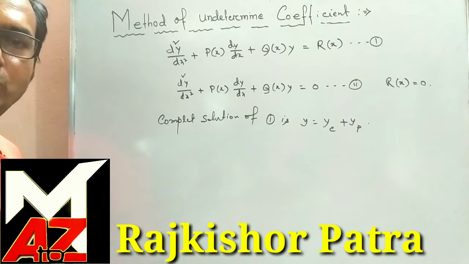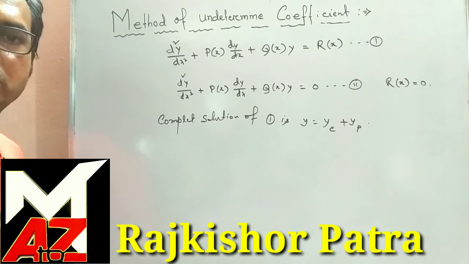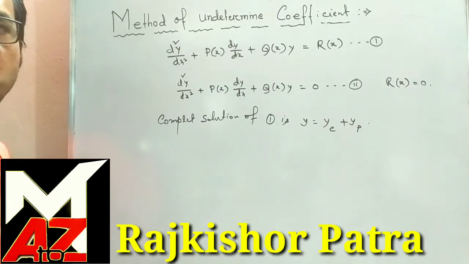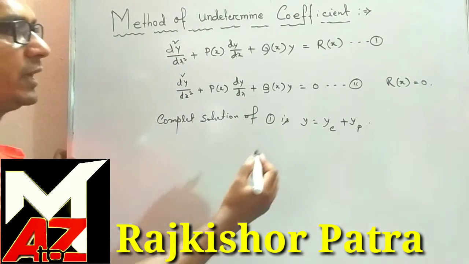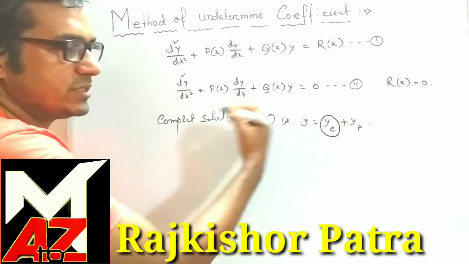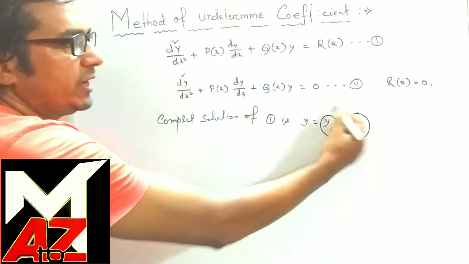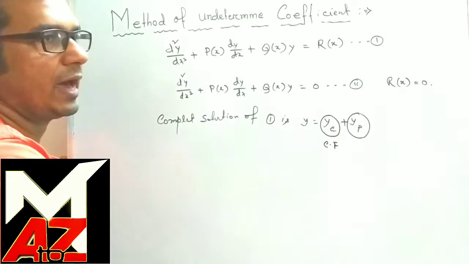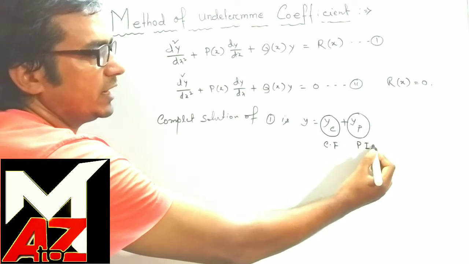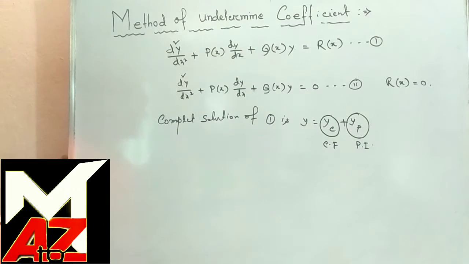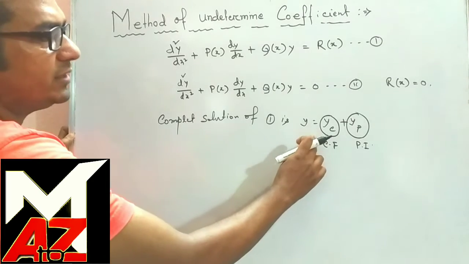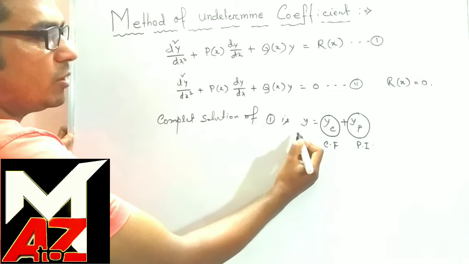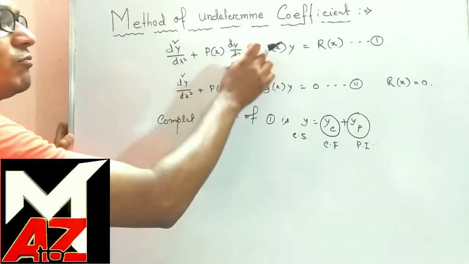Now we also know that the complete solution of the differential equation contains two parts. One part is denoted by yc and another part is denoted by yp. This is called the complementary function and this is called the particular integral or particular solution. Adding these two parts, complementary function and particular integral, we get the complete solution of 1.